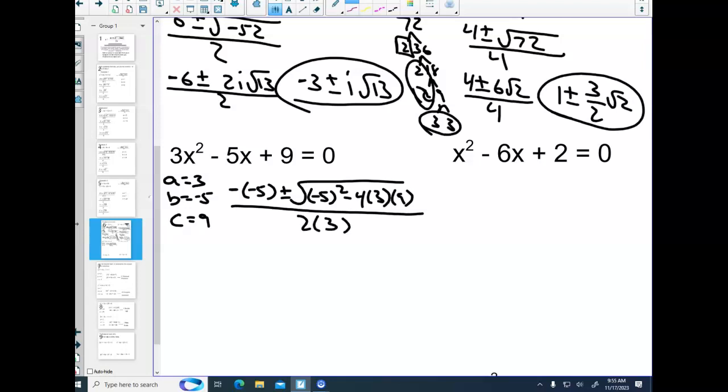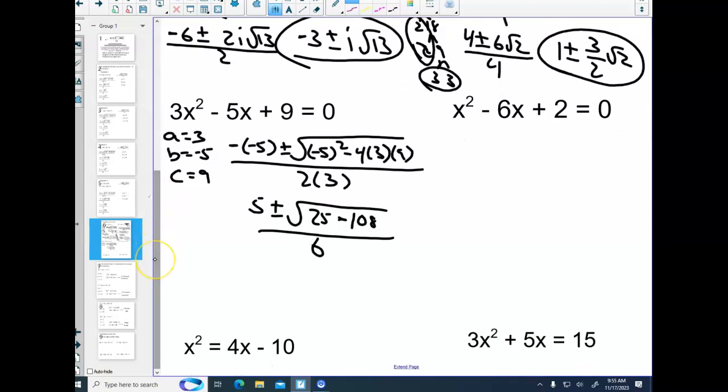Make sure the fraction bar goes under everything, not just the radical. That's kind of a careless mistake people sometimes make. -5 is 5. Plus or minus, so it's 5 plus or minus 25. 4 times 3 is 12 times 9, minus 108 over 6. This becomes 5 plus or minus root -83 over 6.